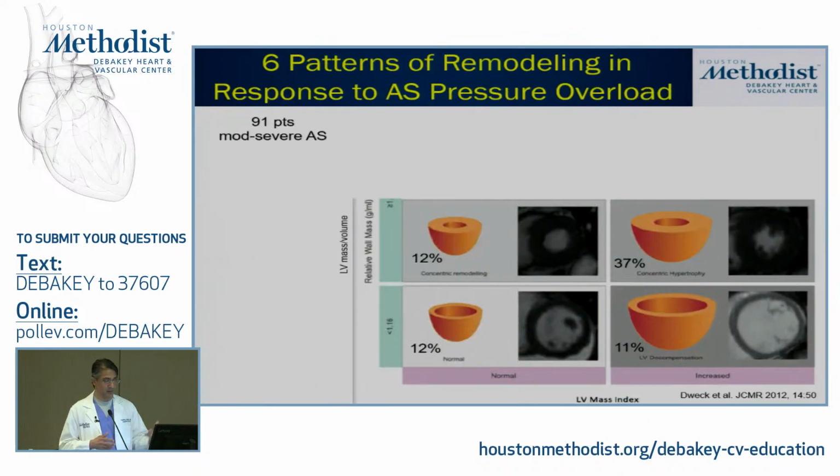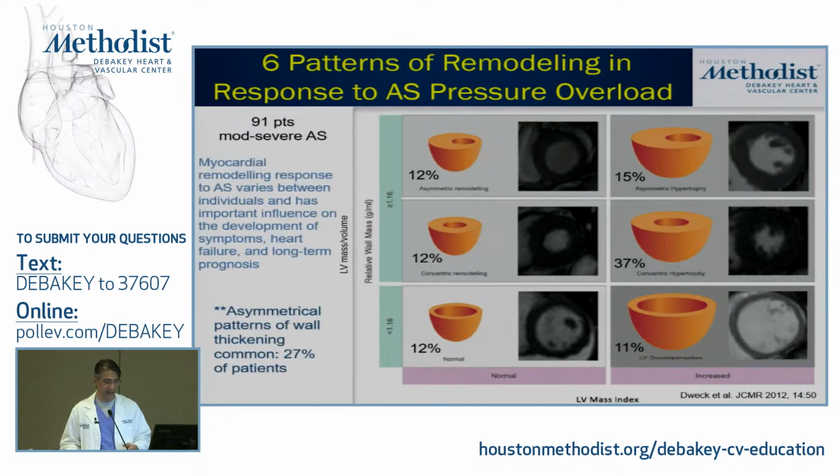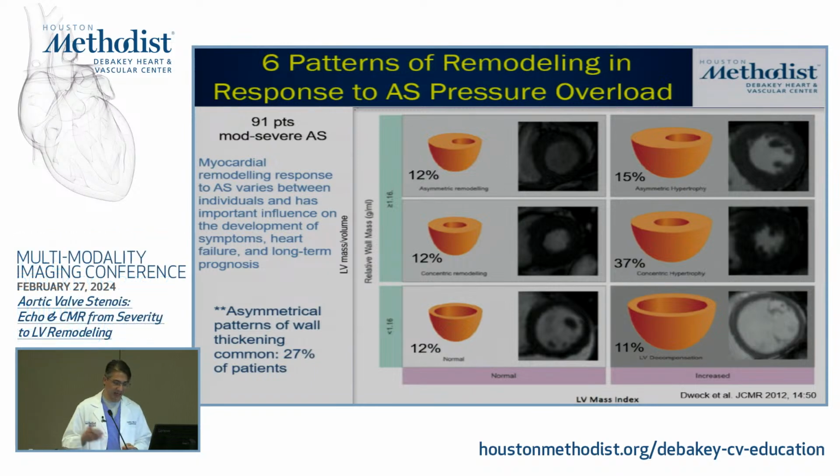The other thing CMR has shown very nicely is the different types of remodeling that you can get in the ventricle. We're all used to the concentric hypertrophy that these patients have. And in very late stages, we've seen the LV decompensation.